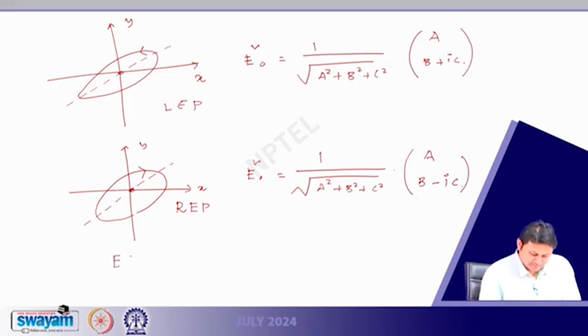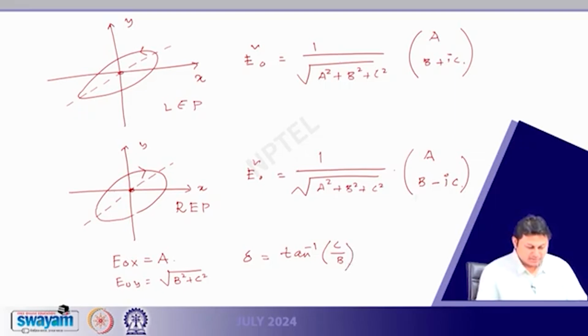For example, E 0 x, whatever is A, and E 0 y is this, and the delta will be tan inverse of C by B. This delta is the phase of these two components, and yeah, so we can generalize all these things, and we can also figure out the angle actually. So, that angle is tan.